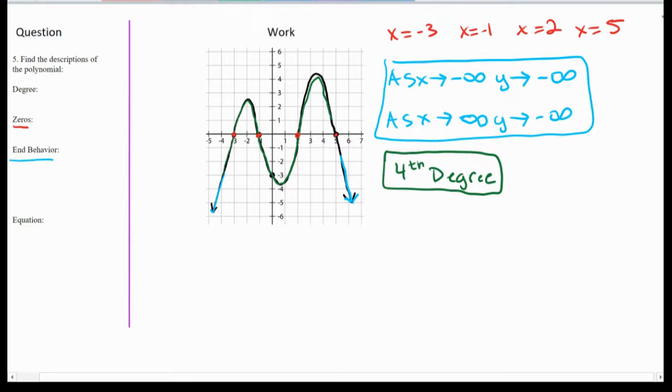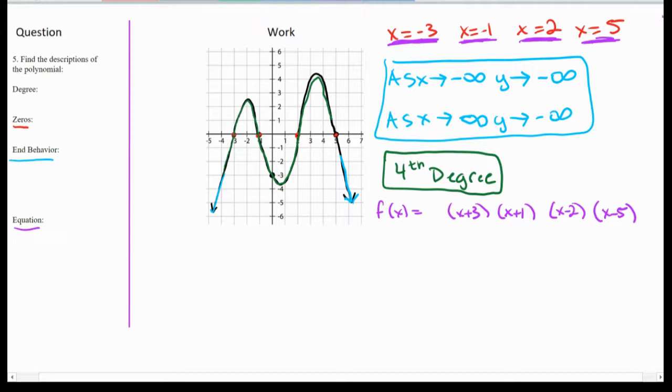Next, what I need to do is find the equation. So to find the equation, first of all, I'm going to use my zeros. A couple things about the zeros. I know that there are 4 of them, so there are 4 sets of parentheses here that I'm going to fill in. The first one is x plus 3, because if I plug in -3, that's going to give me 0. x plus 1, because if I plug in -1, it gives me 0. x minus 2, because if I plug in 2, that gives me 0, and x minus 5.